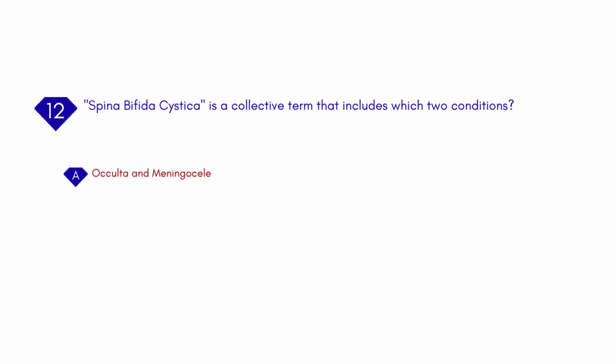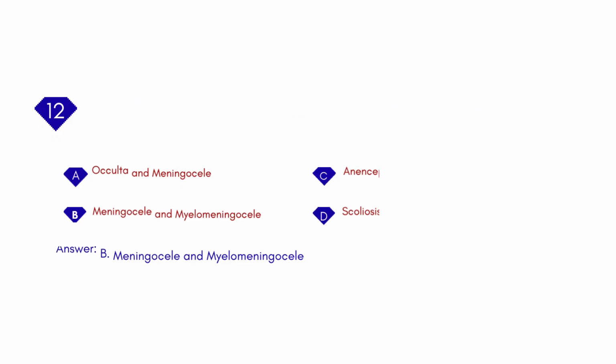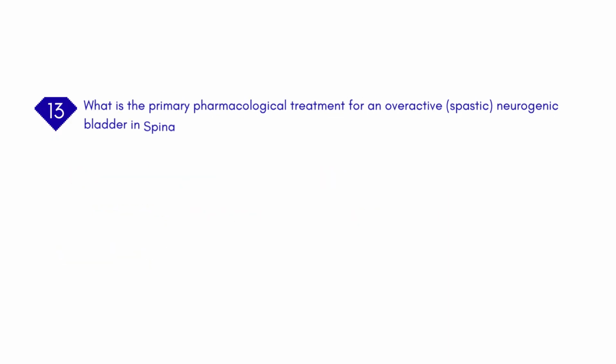Spina bifida cystica is a collective term that includes which two conditions? A. Occulta and meningocele. B. Meningocele and myelomeningocele. C. Anencephaly and encephalocele. D. Scoliosis and kyphosis. Answer: B. Meningocele and myelomeningocele.